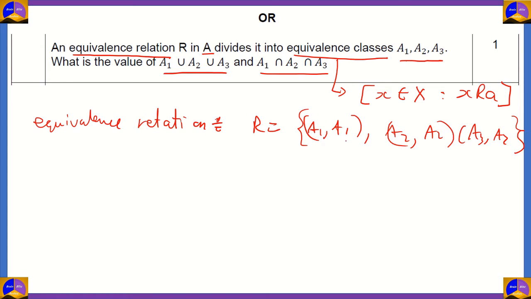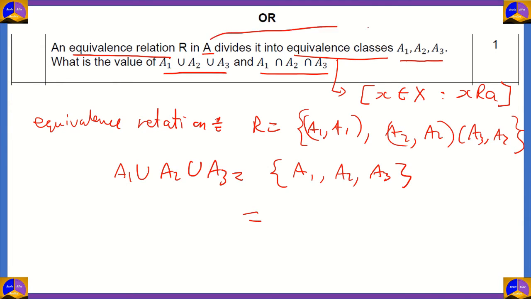So if we take A1 union A2 union A3, union of the terms, then we have to add everything up. So all the terms come together. So it'll be a1, a2, a3 inside the set, and that set is the set A. So therefore the value of a1 union a2 union a3 is equal to A.